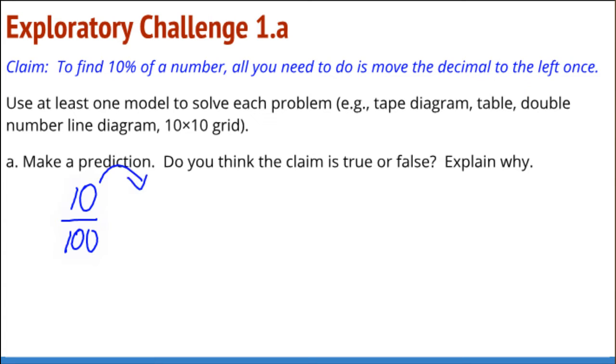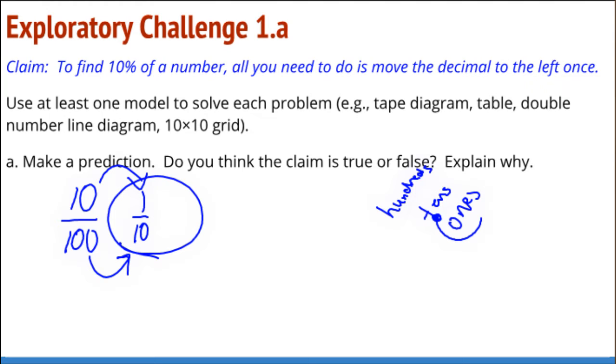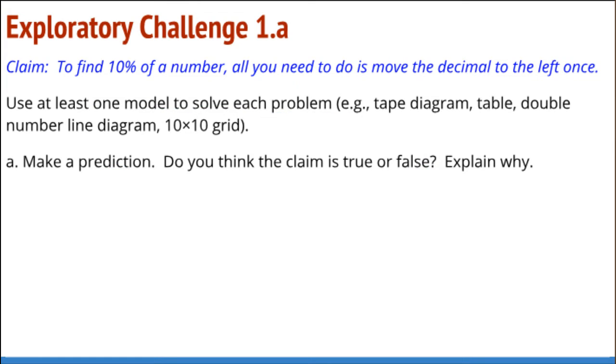And if I scale that down, I know that that is 1/10. And I know that in the base 10 system, the ones, the tens, the hundreds, when I move the decimal to the left, that is the same as dividing by 10, which is the same as multiplying by 1/10. But now I need to come up with some models that actually show this happening.